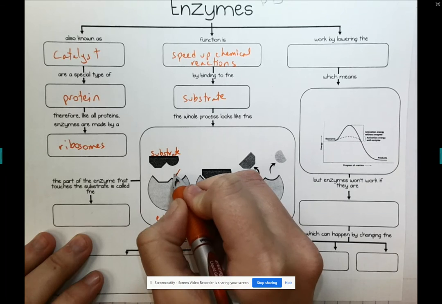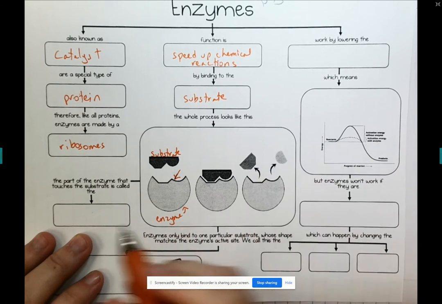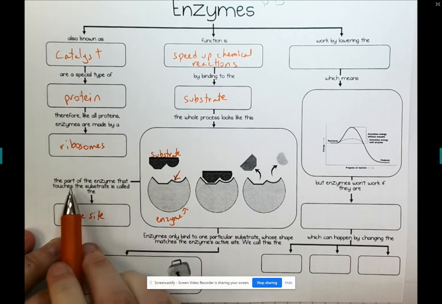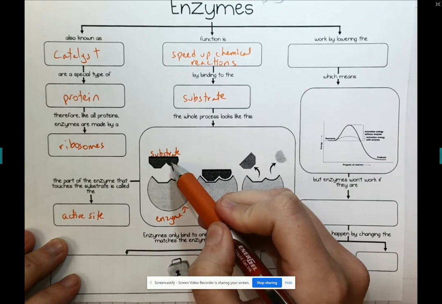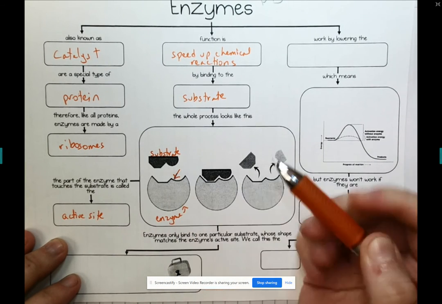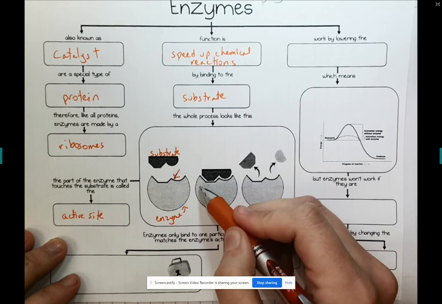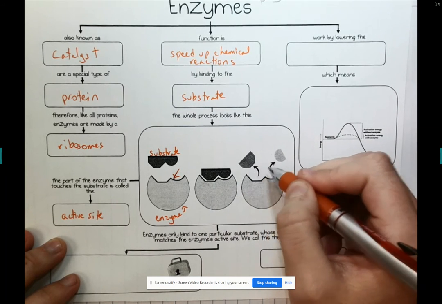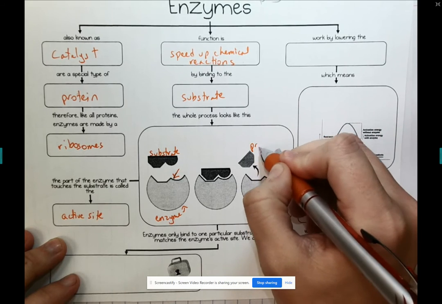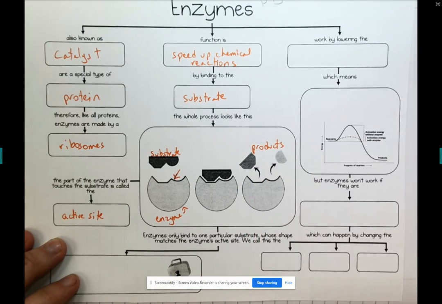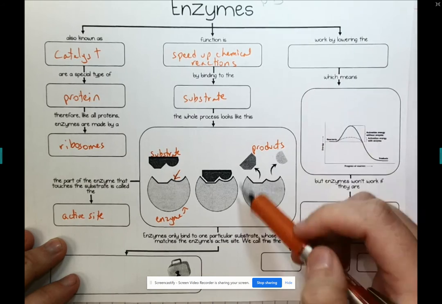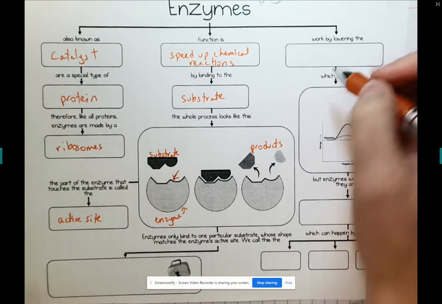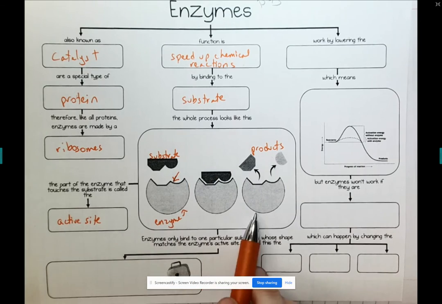And the place where the substrate and the enzyme bind, that is the active site, the part of the enzyme that touches the substrate. So the substrate and the enzyme bind. It creates what's called the substrate enzyme complex, and then that's when the chemical reaction occurs to create products. Now, enzymes work by lowering the amount of energy needed for this chemical reaction to occur.